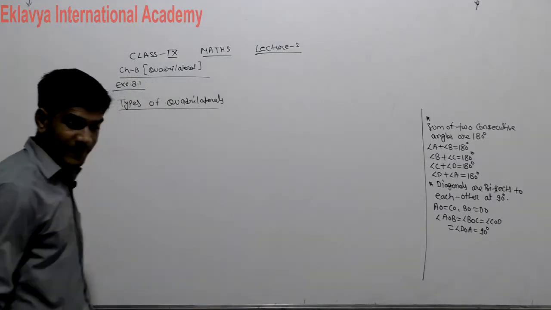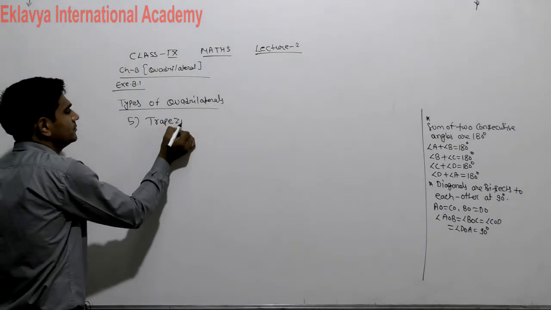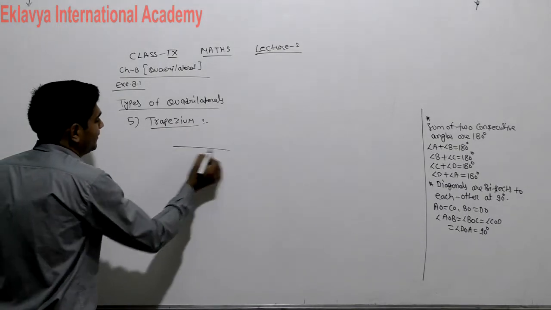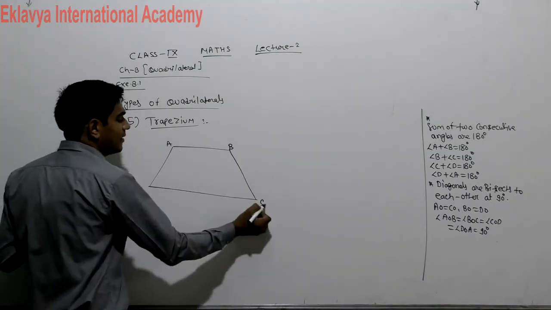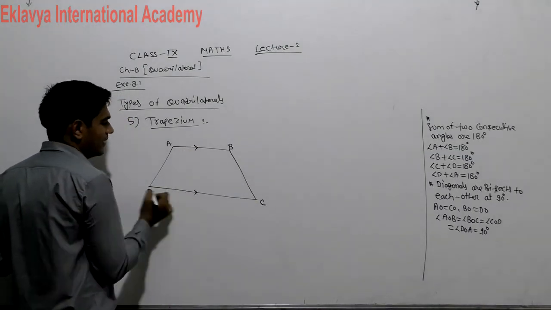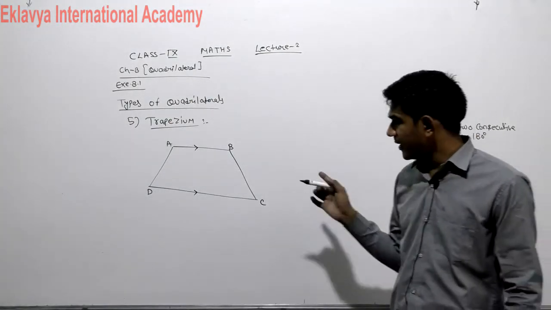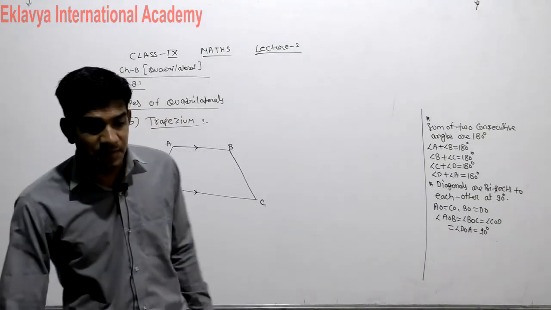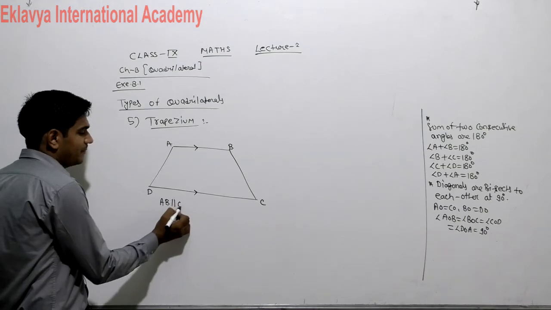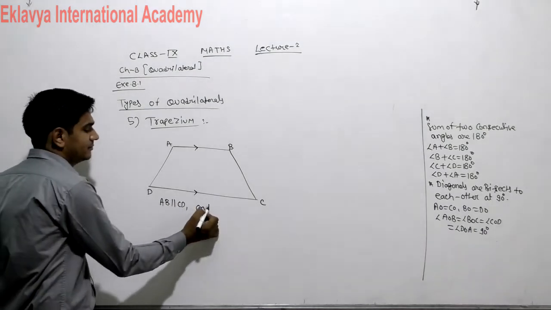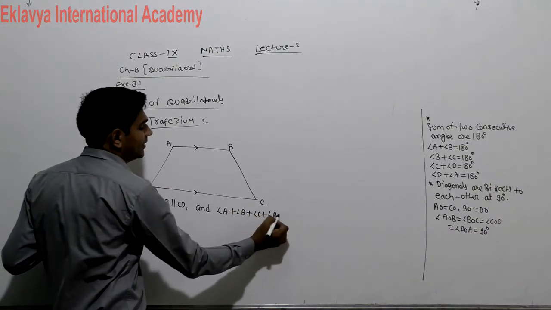Is a trapezium also a quadrilateral or not? Trapezium: one pair of sides is parallel and one pair is non-parallel. So trapezium is also a quadrilateral in which one pair of sides is parallel and one pair of sides is non-parallel. So here AB is parallel to CD and angle A plus B plus C plus D क्या बनेगा?